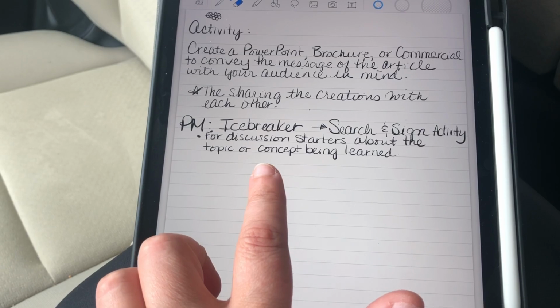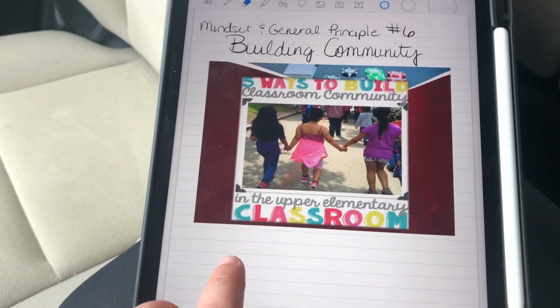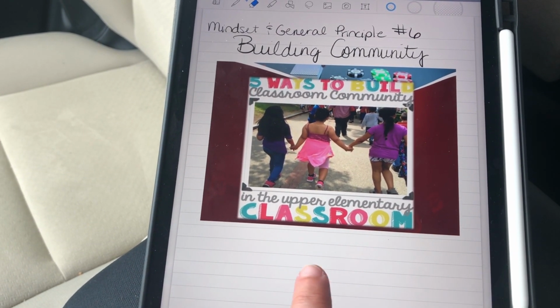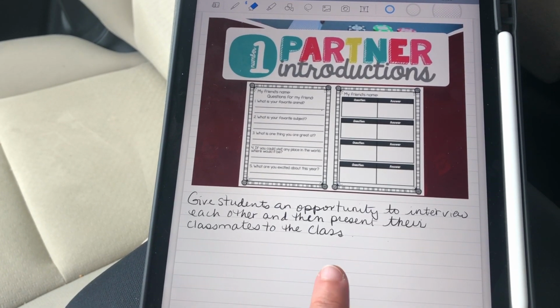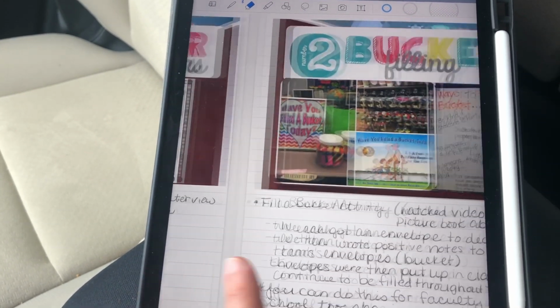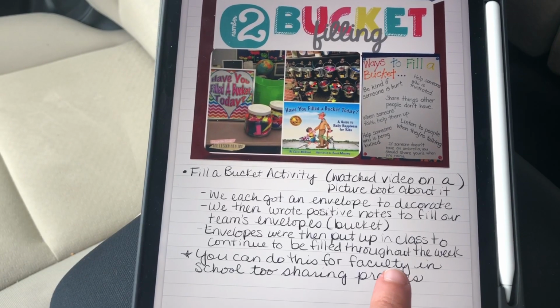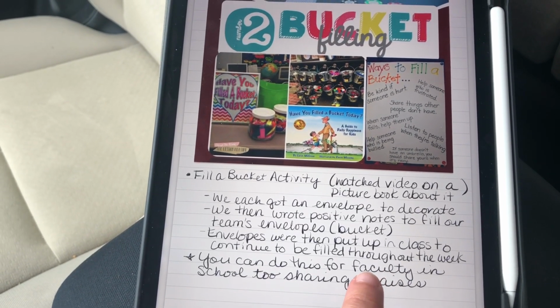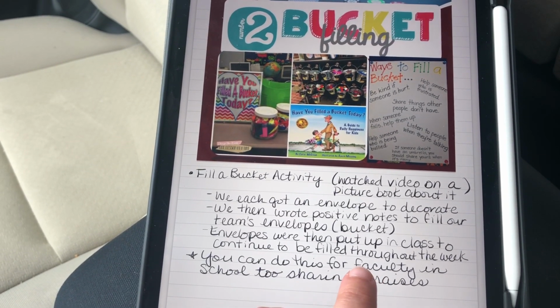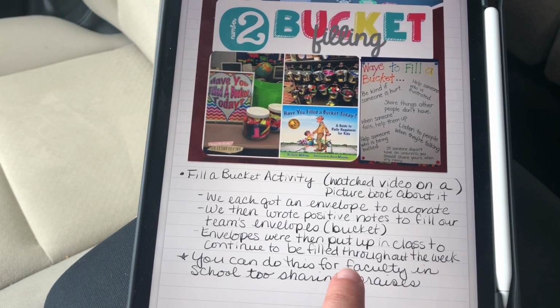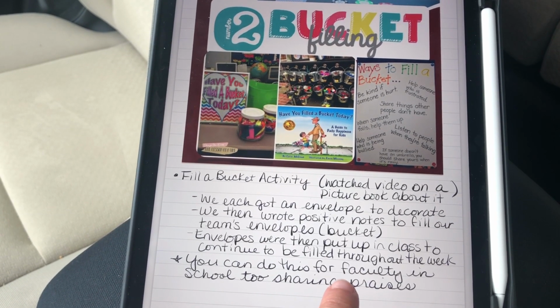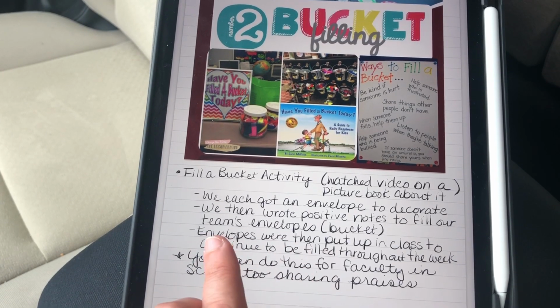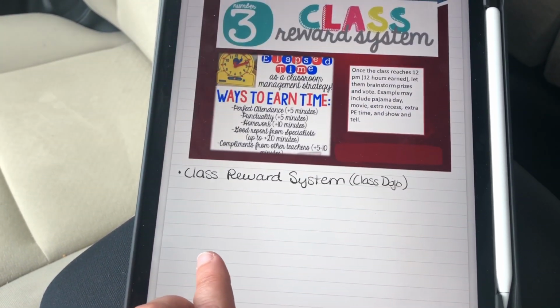And we did an icebreaker, which is search and sign. It was a great conversation starter. And then we started talking about building classroom community. So we went over different strategies, partner introductions, the bucket filling activity, and then they had us actually create envelopes that we decorated with our names, and we each gave each other some positive notes in our envelopes, and our facilitator or teacher put them up in the classroom and told us that we can keep adding to each other's.